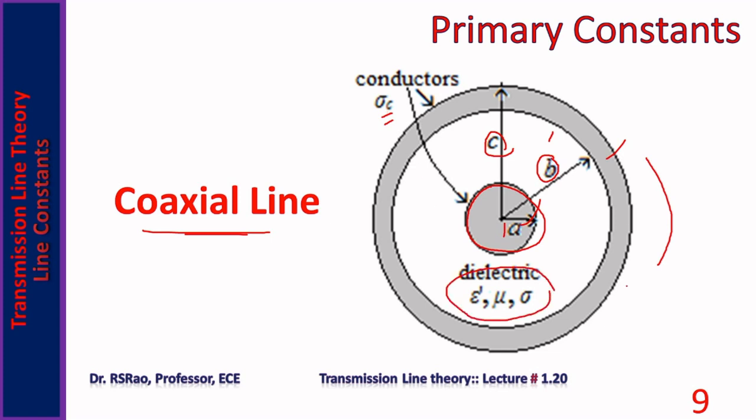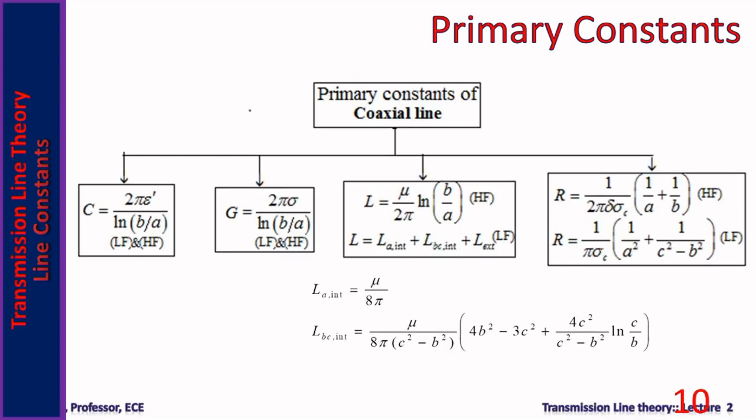This is the general situation. With respect to this structure, the primary constants of the coaxial line can be found in this manner. C equals 2 pi epsilon prime divided by natural logarithm of b by a. This relation is derived in electrostatics. While studying capacitance in electrostatics, you might have come across it. Now, by replacing epsilon prime by sigma, you have the expression for conductance G. These two relations, as already mentioned, C and G vary very little with frequency.